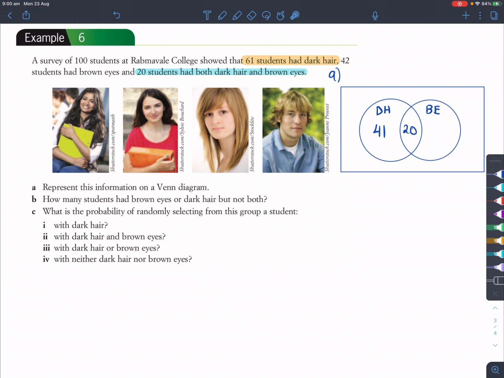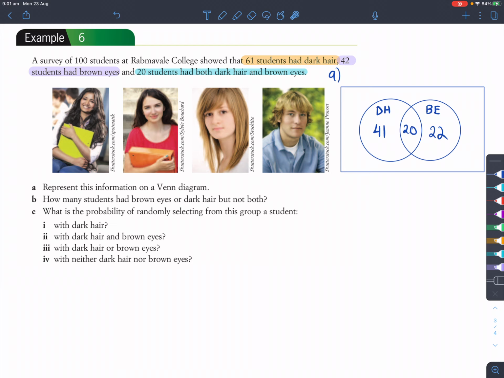Okay? Now BE, which is the number of students with brown eyes, includes 42 of them. So 42 of them had brown eyes, right? That means 42 includes all these students inside the circle. So if we counted 20 already, this number here would be 42 minus 20, which is 22 students. Okay?